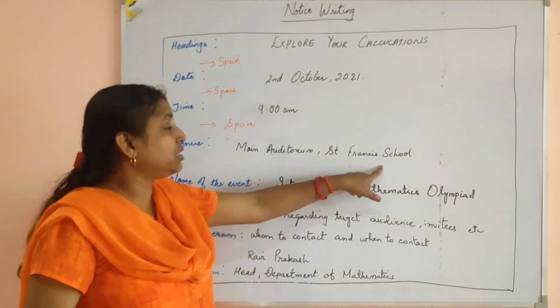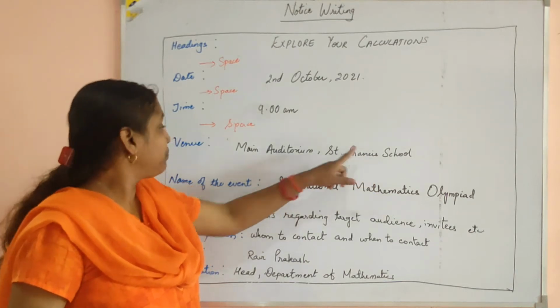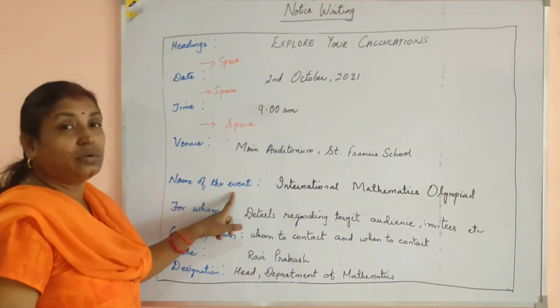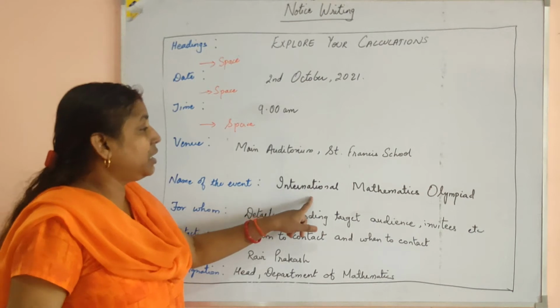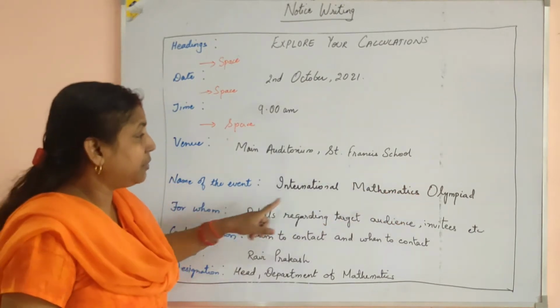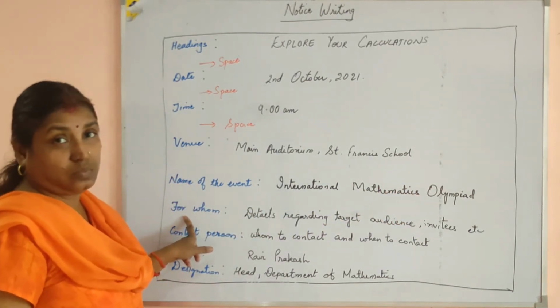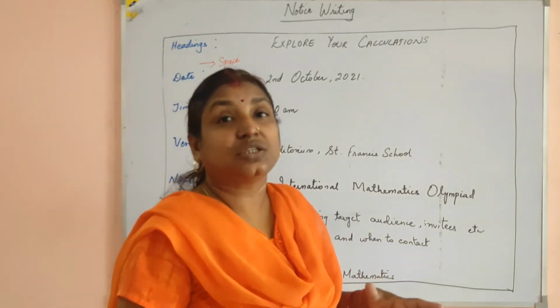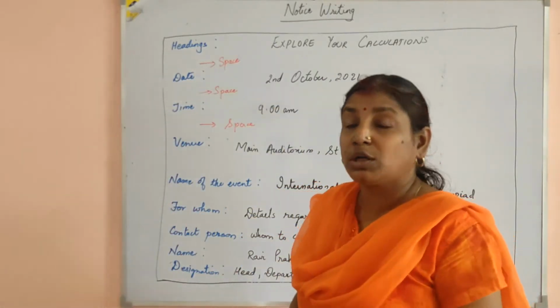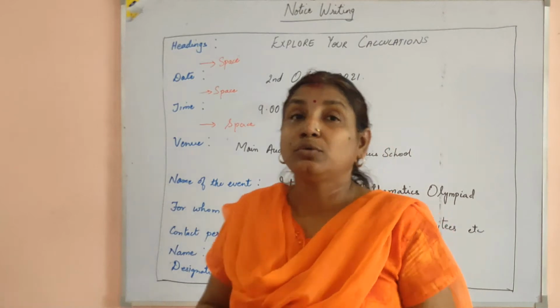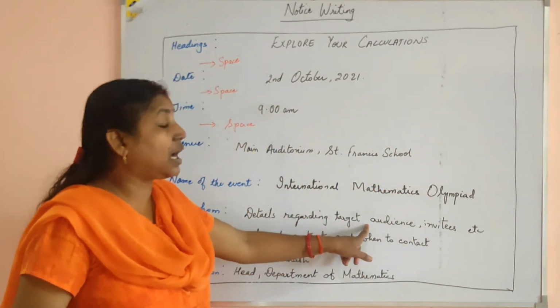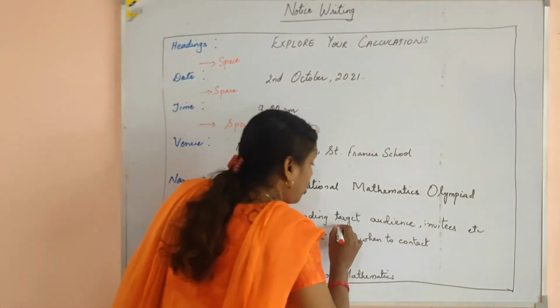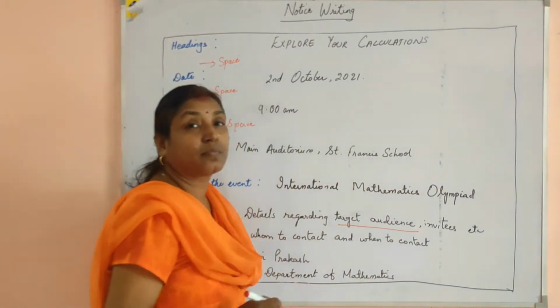So here we have taken the example of St. Francis School. Name of the event, what kind of event is it? International Mathematics Olympiad. For whom? This notice is meant for whom? For what kind of people? Then we are going to give the details of the target audience for whom it is mentioned.